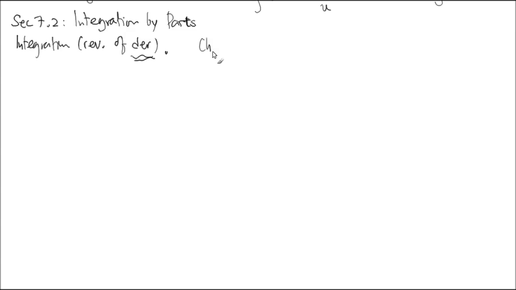Let me write that down here. The substitution rule that we've been using is really the reverse of the chain rule. Okay? You make a u substitution and then differentiate it with respect to u first and multiply by du/dx. That was the chain rule, right?